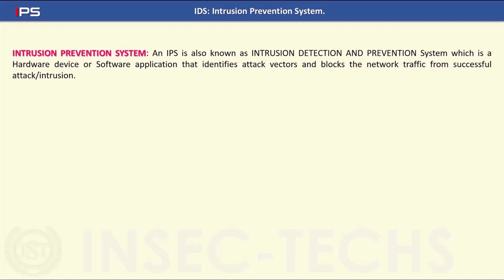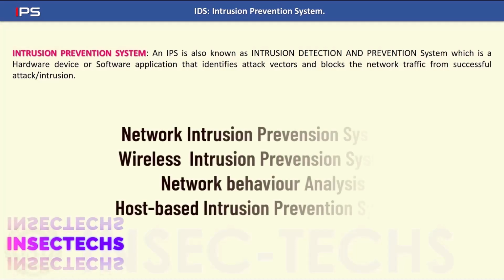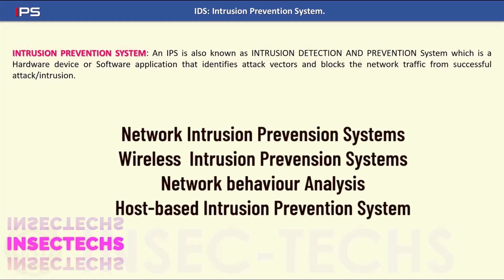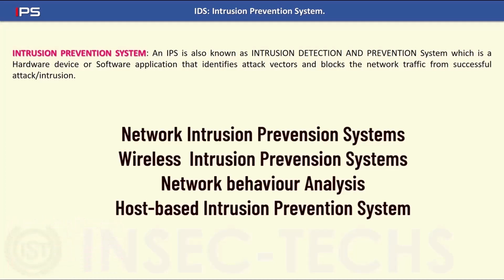It means detection and prevention. If malicious traffic is found on a network, IDS only generates alerts. However, IPS will also block such malicious traffic and send alerts to the administrator. And there are different types of IPS systems: network intrusion prevention systems, wireless intrusion prevention systems, network behavior analysis, and host-based intrusion prevention systems.